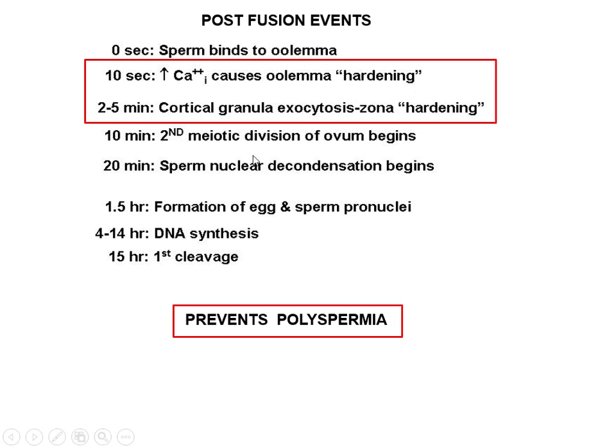Okay, shortly thereafter, you get the second meiotic division in the ovum. Remember the ovum, the first meiotic division occurred at ovulation, but the second one doesn't occur until fertilization. So the ovum is actually sitting there with 2X chromosomes, and the second meiotic division gets it down to 1X, so the embryo has 2X, one from the male, one from the female. The sperm nucleus decondenses during this period, and so you get egg and sperm pronuclei, and within about 14 hours you get DNA synthesis and the first cleavage, and now you have an embryo instead of an ovum.